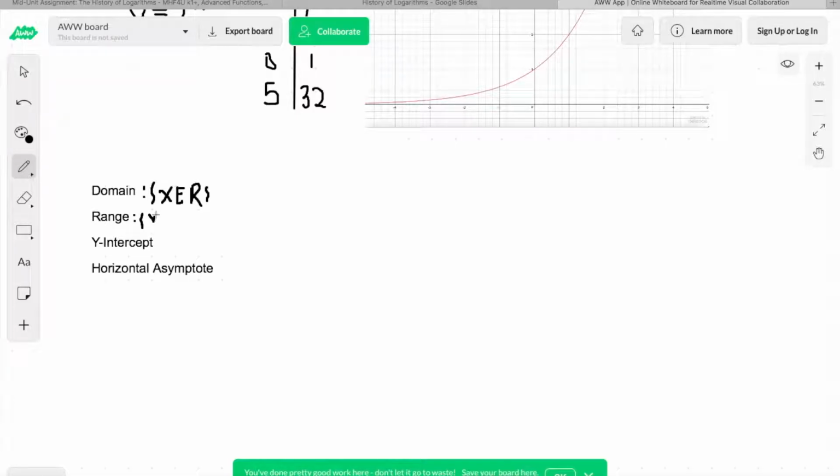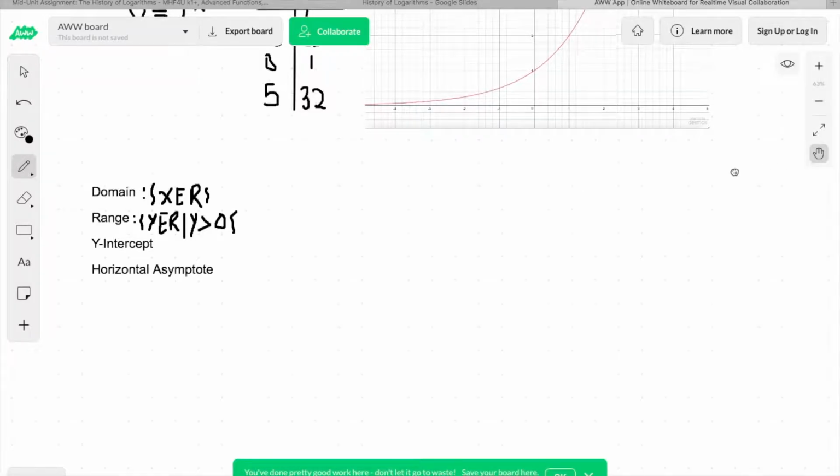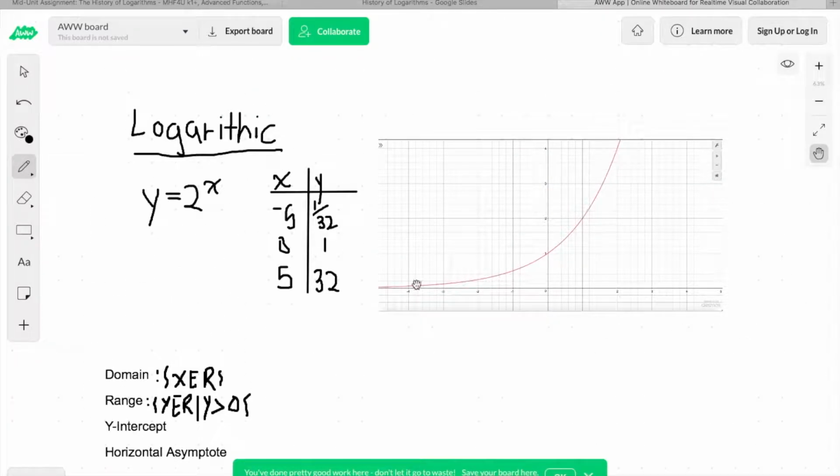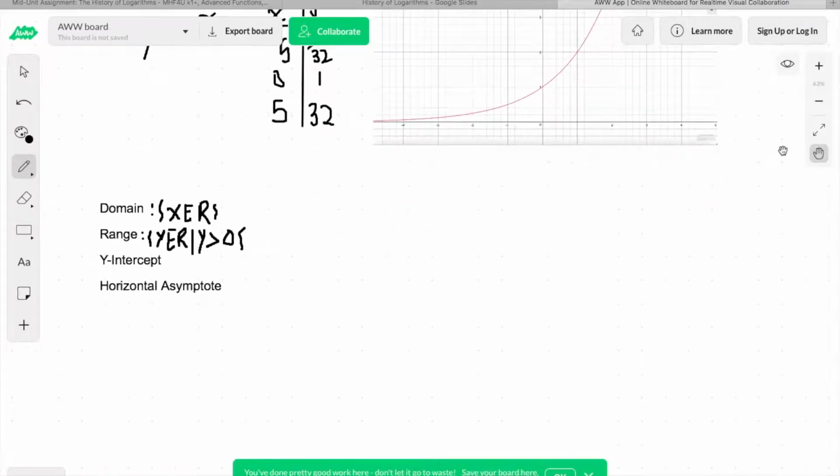Next we have the range, and the range is y ∈ R, y is any real number. However, y is greater than 0. For the range, all the y values have to be greater than 0. So that's why we have y ∈ R, y > 0.